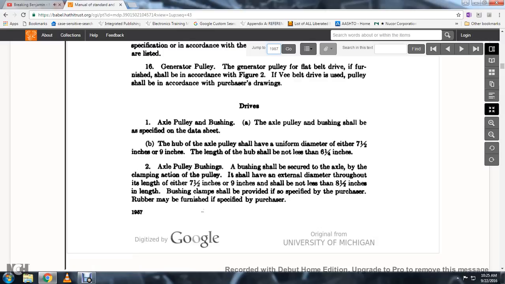The axle pulley bushing shall be specified on the data sheet. 2. B. The hub of the axle pulley shall be of uniform diameter, either 7.5 inches or 9 inches. The length of the hub shall not be less than 6.25 inches. Axle pulley bushing. A bushing shall be secured to the axle by clamping the section of the pulley. It shall have an external diameter through its length of either 7.5 inches or 9 inches, and shall not be less than 8.5 inches in length. Bushing clamps shall be provided as specified by the purchaser. Rubber may be furnished if specified by the purchaser.